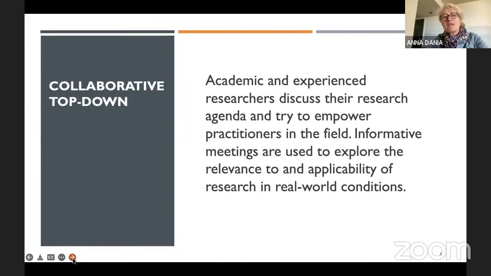Then we have the collaborative top-down research, where the academic and experienced researchers discuss the research agenda together, and the academics are empowering the practitioners in the field. In this case, informative meetings are taking place, and they are used to explore the relevance and applicability of research in real world conditions. So you see that always the terms relevant and applicable are the key words in primary care research.